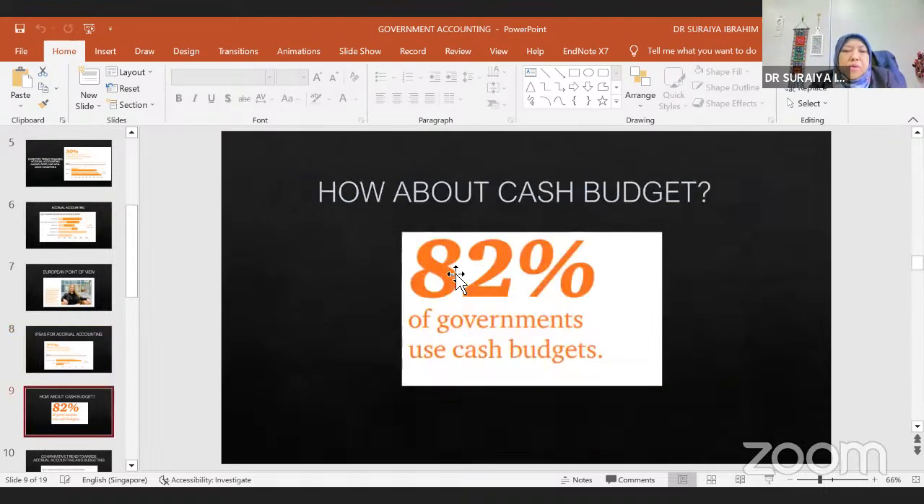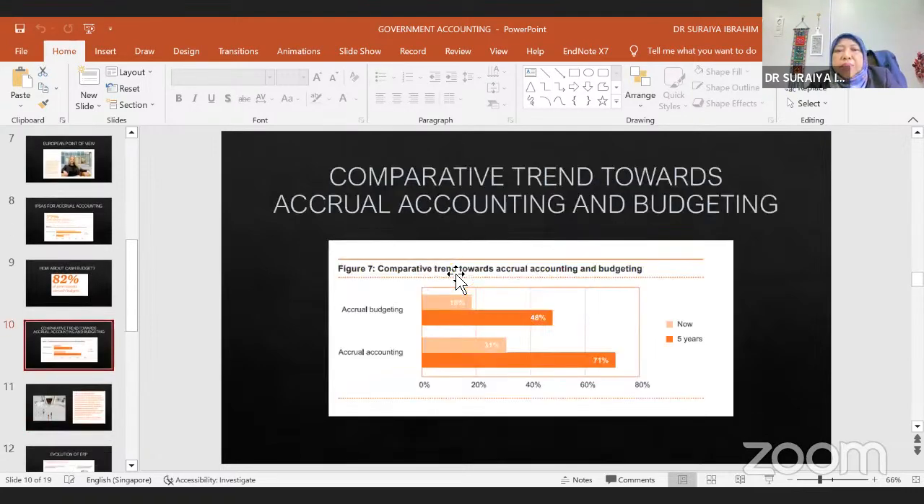Okay, this shows how important this accrual accounting basis is and that it should be implemented in all government sectors. So how about cash budget? Cash budgets were used by 82% of governments before 2013, actually. And this is the comparative trend towards accrual accounting and budget, where they have accrual accounting and accrual budgeting, and also accrual accounting on figure 7 here.